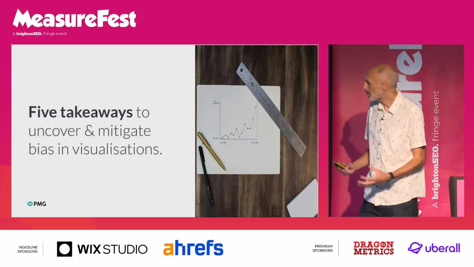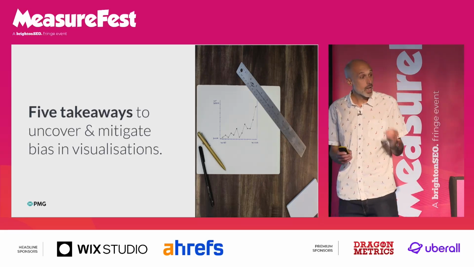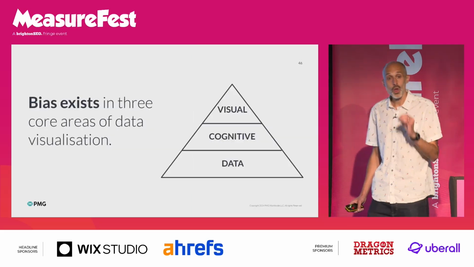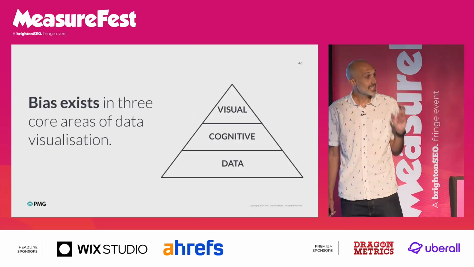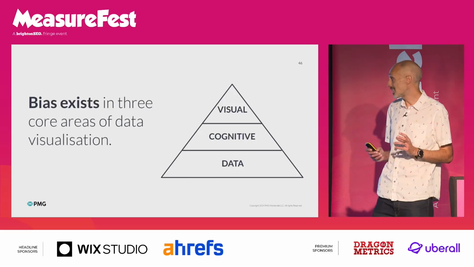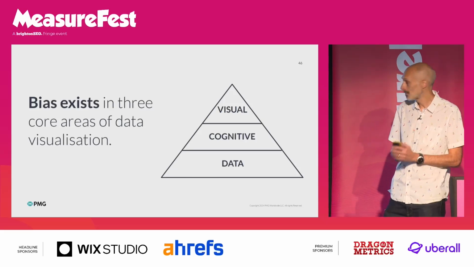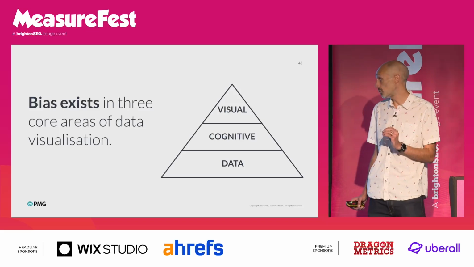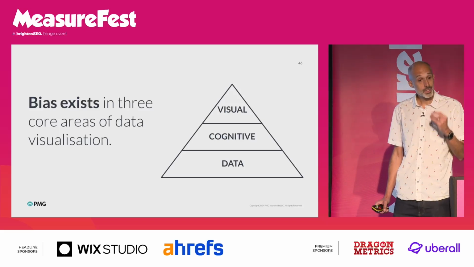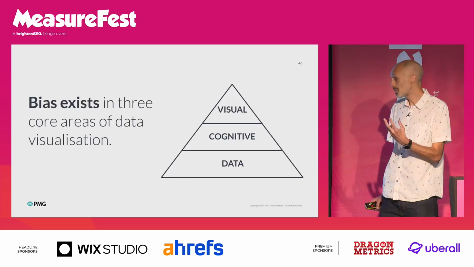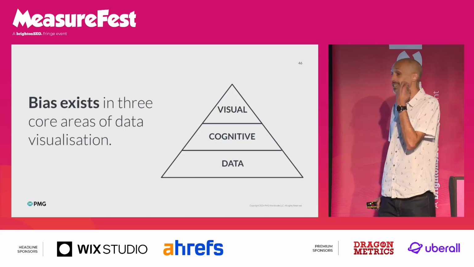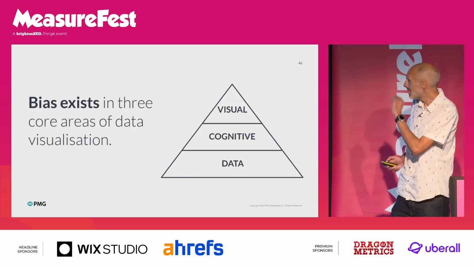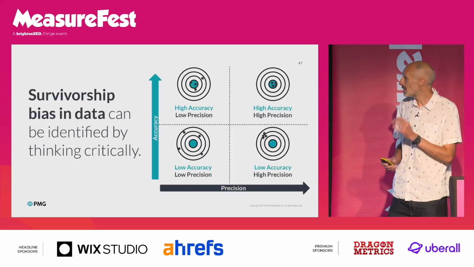So wrapping all of this up, what are my 5 key takeaways to uncover and mitigate bias in data visualization? Firstly is to know where bias exists. Bias exists in 3 core areas of data visualization, and you can think of this as building a pyramid. At the base of the pyramid, you have the bias in the underlying data that forms your visual. You then have the cognitive biases in terms of how your brain reacts to and processes a visual. And then you have the bias in the visual itself in terms of how you choose to display and present it.